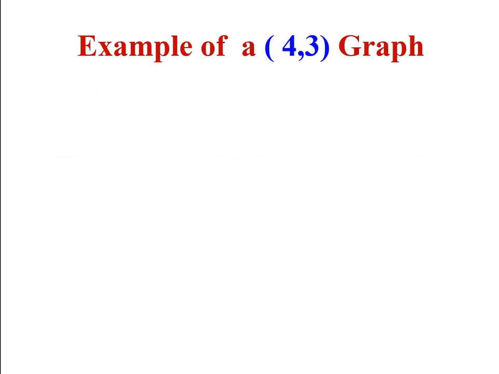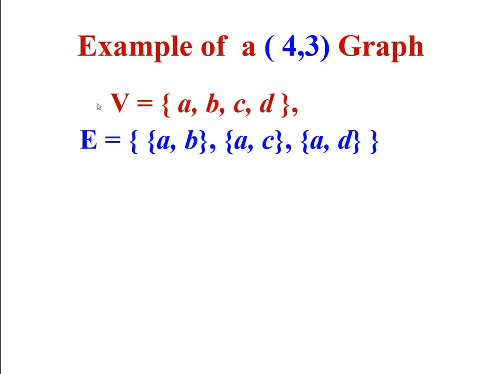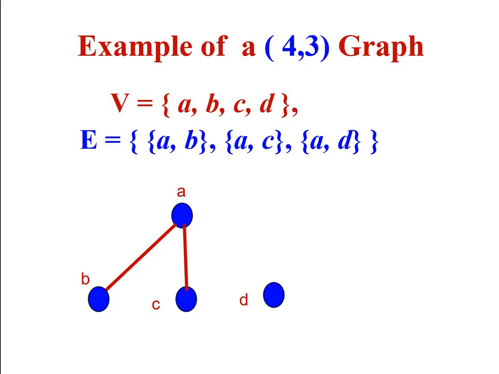An example of a 4-3 graph, that is 4 vertices and 3 edges. Suppose we have these 4 vertices, say A, B, C, D, and the edges, say the edge connecting A and B, A and C, and A and D. Then how will the graph, which is called a 4-3 graph, look? So you have A, B, C, and D, and you have the edges connecting A and B, A and C, A and D. So this is an example of a 4-3 graph.